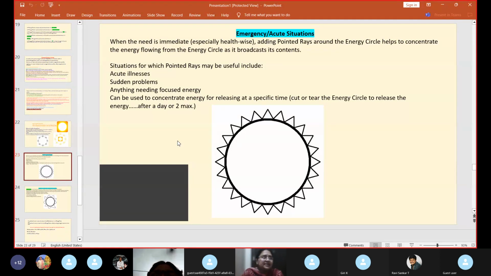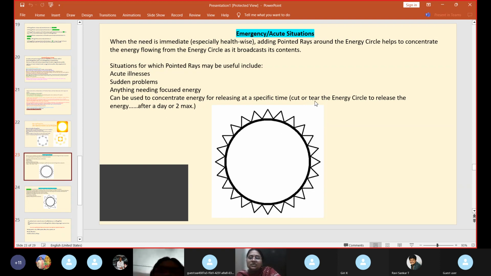Now there are also different situations, like somebody has an emergency or an acute situation where they want the EC to work right now. So what do we do? We use pointed rays around the circle. So this pointed ray EC will work to get rid of acute illnesses, will work to get rid of sudden problems that crop out of nowhere, and will work on anything that needs focused energy. But the thing is that when you make such an EC, you need to release this concentrated energy at a specific time. So what do we do?